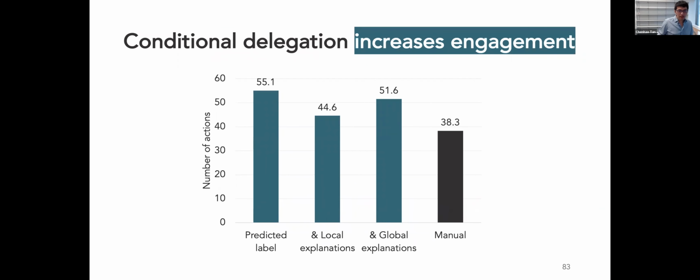And conditional delegation also leads to much higher engagement. People play with the interface a lot more than in the manual condition. And as I said, this allows people to think about their rules more, and it indeed leads to better rules. And with explanations, the engagement is a little lower than with only predicted label, because explanations give people a way to make more efficient judgments about what the AI is doing.